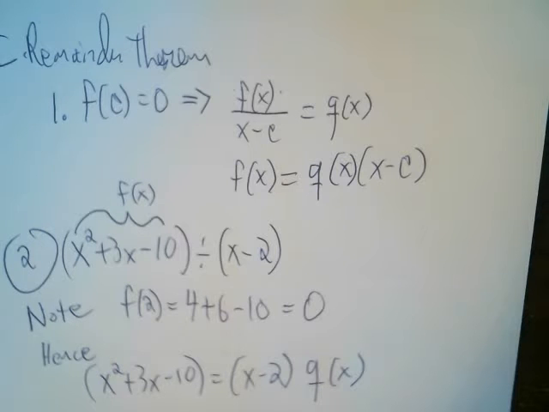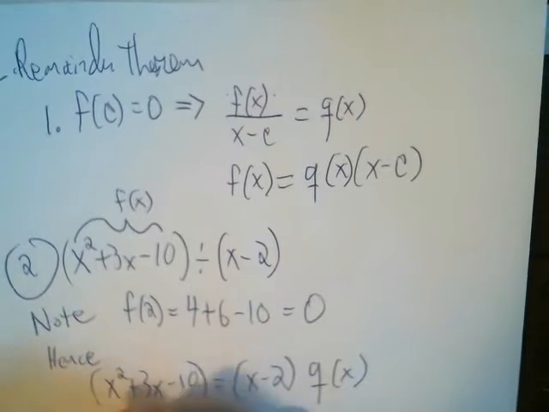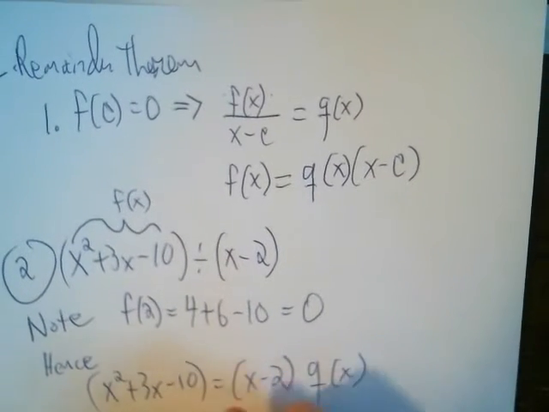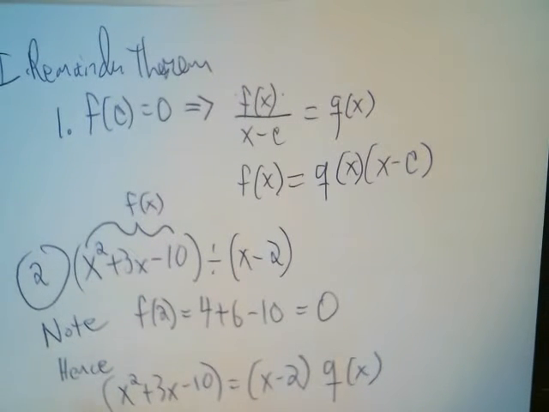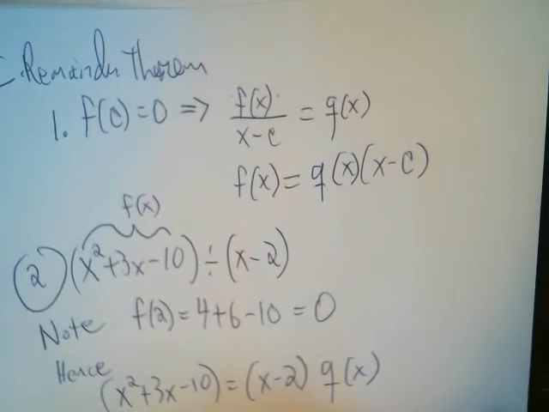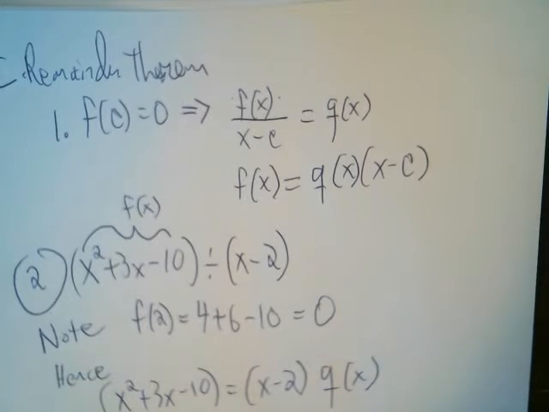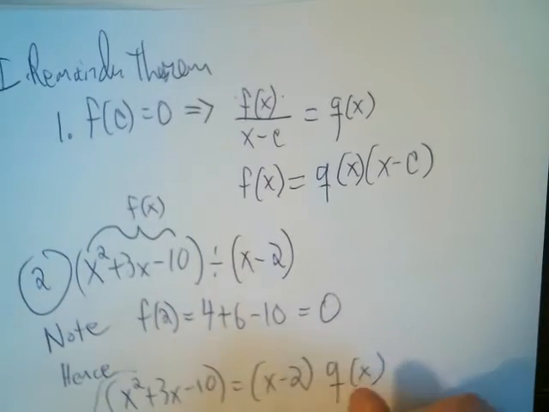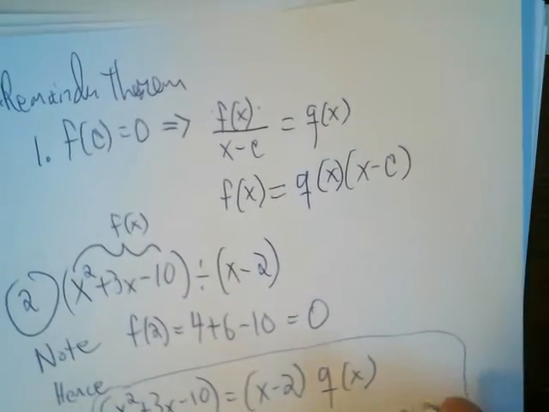So then it's easy to figure out q of x. You just do synthetic division. So 2 here, and then we have 1, 3, negative 10. Bring down the 1. 2 times 1 is 2. So 5, and 5 times 2 is 10, so the remainder is 0. So our q of x is going to be x plus 5. Okay, so this thing here will be x minus 2 times x plus 5.